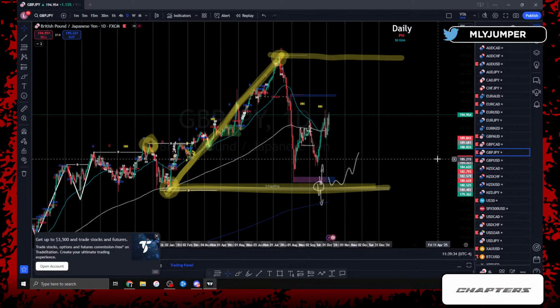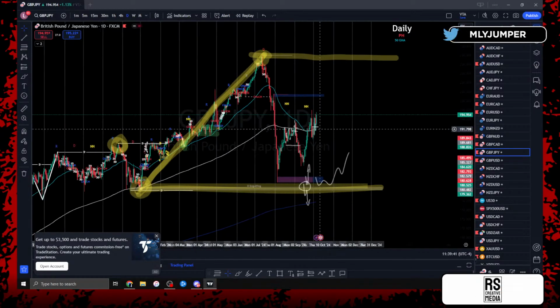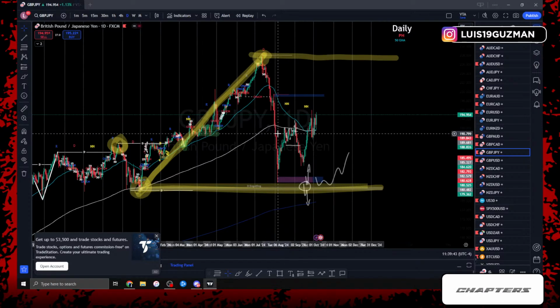Right, so GJ, we're still making higher highs and higher lows. Externally, we're still trading between the same higher high, higher low. We have 2 months where price was pretty much just moving sideways.